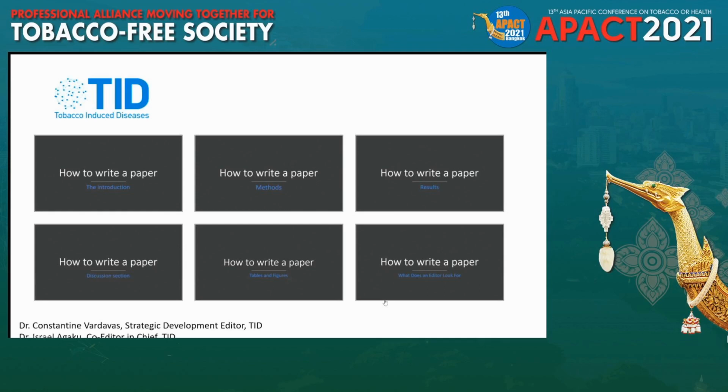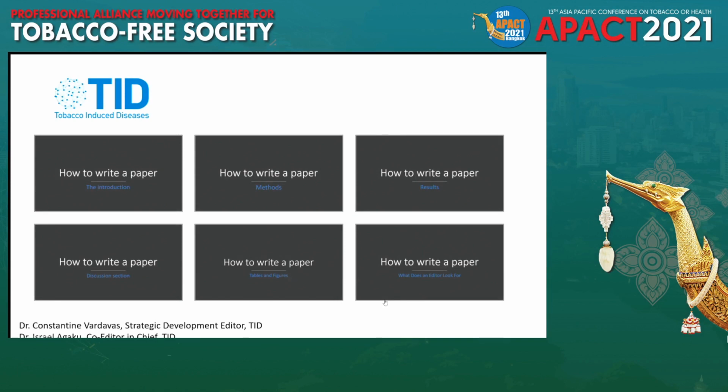tobacco control initiatives. So together with the co-editor-in-chief, Dr. Gaku, we've prepared a slide deck on how to prepare a paper for a peer-reviewed journal, what to expect in a peer-reviewed journal, what an editor is looking for, things like that, just for the people who are participating in APACT, which is a pity it's not in person this year, but I'm really looking forward to coming to Thailand.